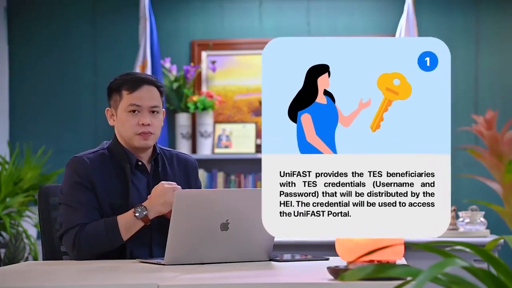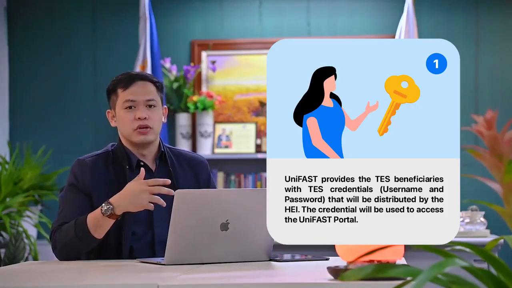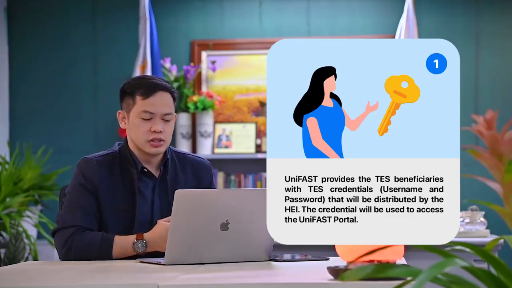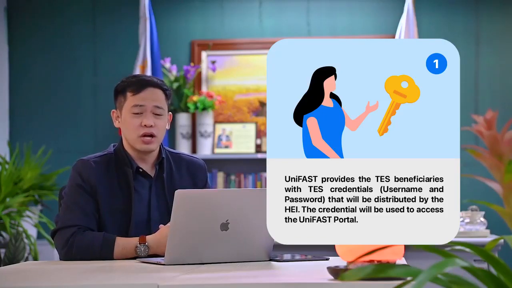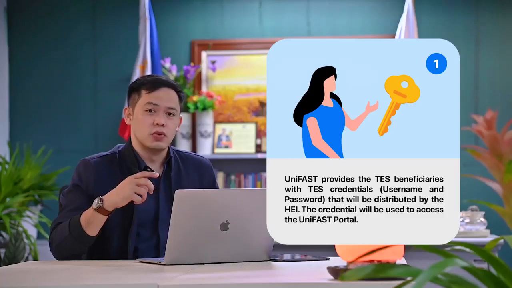In the first step po, Unifast will provide yung mga grantees natin ng credentials, ng username and password. Yun po yung gagamitin ng mga grantees to access the Unifast portal. Yung mismong credentials, ibibigay po namin sa aming mga regional coordinators. And then yung regional coordinators, ibibigay po yun sa mga schools. And yung school na po yung magbibigay sa mga estudyante natin, sa mga grantees natin. Ibibigay po natin today, after ng orientation, yung mga credentials ng mga bata.